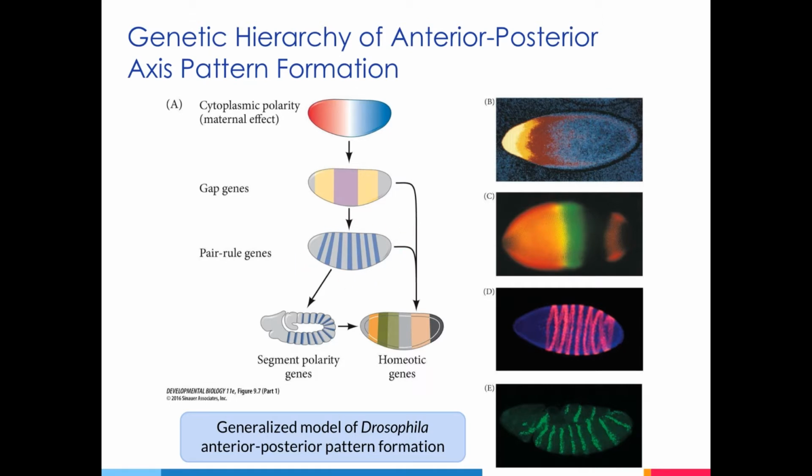The pair rule genes then activate the segment polarity genes, and these are paracrine factors that divide the embryo into 14 segments. Together, the gap genes, the pair rule genes, and the segment polarity genes activate the homeotic genes, which serve to give each segment its specific identity.